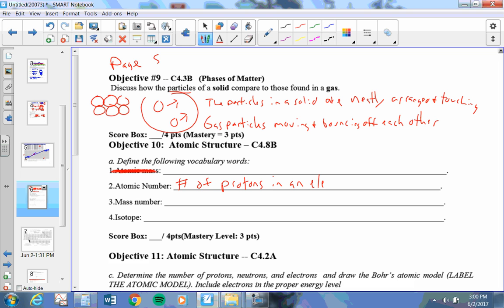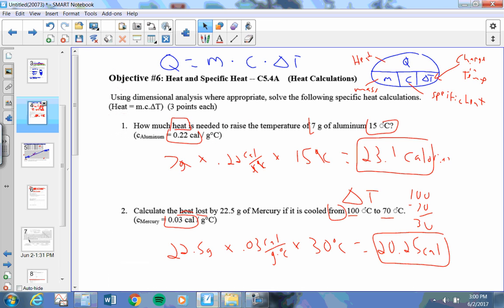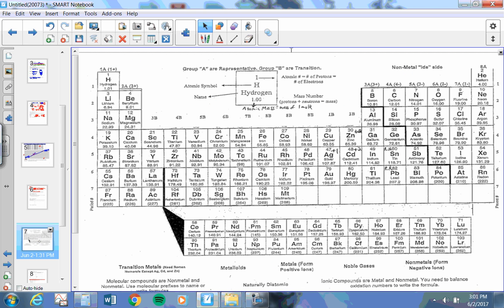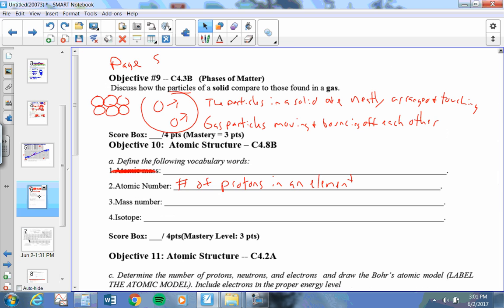A lot of people will look on their periodic table, and they'll also say it's the number of electrons as well, but it's not always. If it forms an ion, it's not the number of electrons. So the definition would be protons.